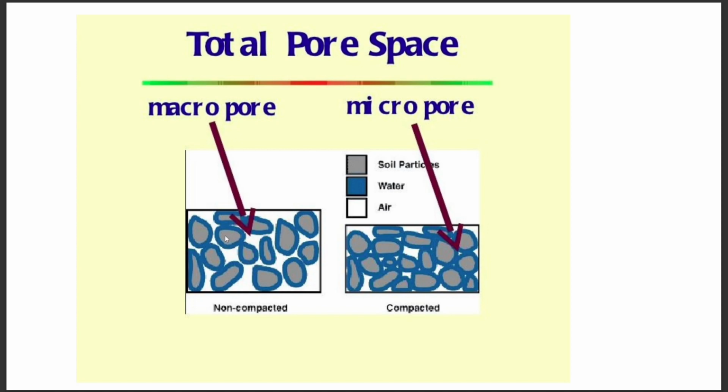Mainly these are soil particles, the gray color, and the blue color is water, and in these gaps the air is present. So you can see this is non-compacted, but in compacted they are very close and the air space is very less. Water is present there, soil particles are also present, but the space is very small. So this type of space or pore is called a micropore.